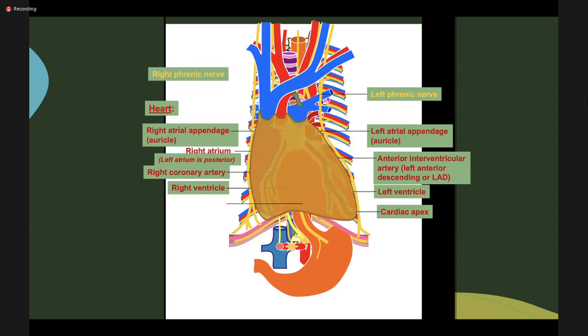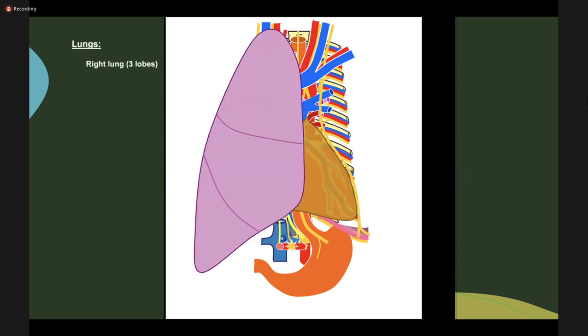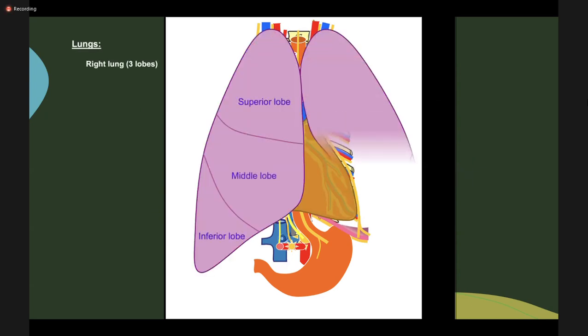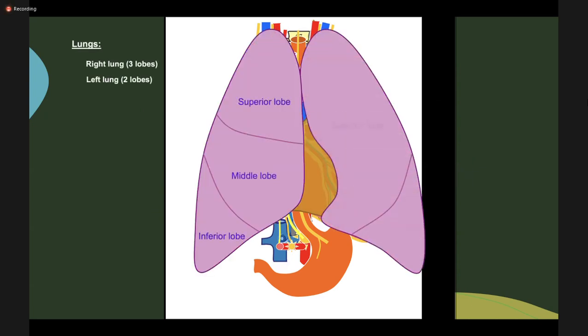This heart has been covered by the fibrous pericardium. And now what are we left with? The lungs, right and left. 3 lobes, 2 lobes.